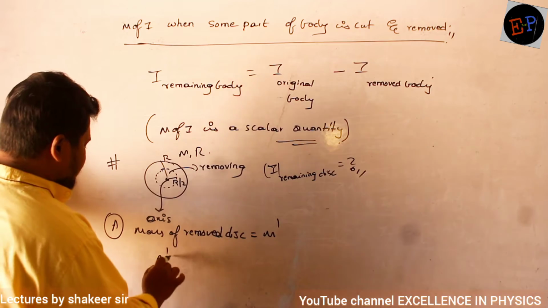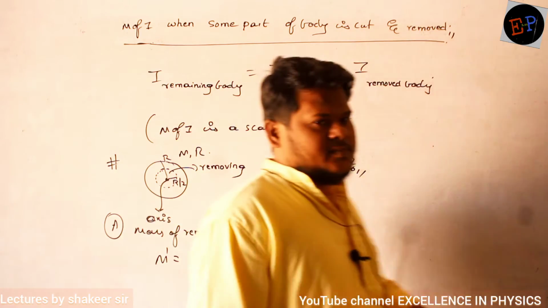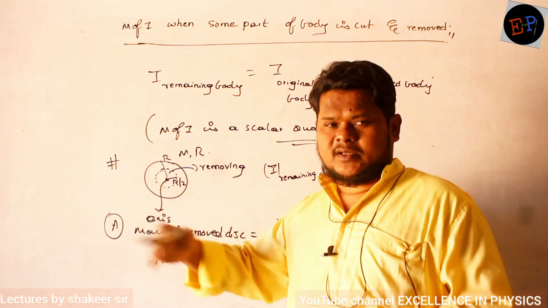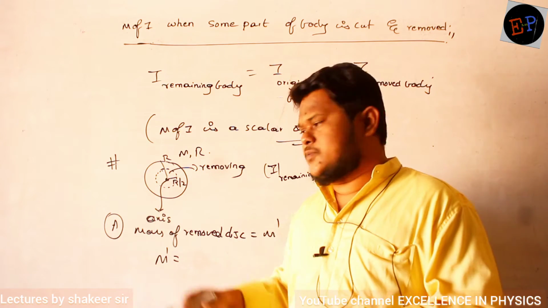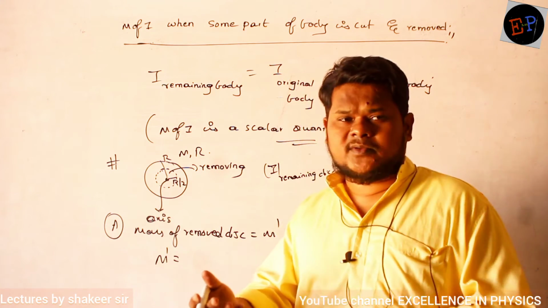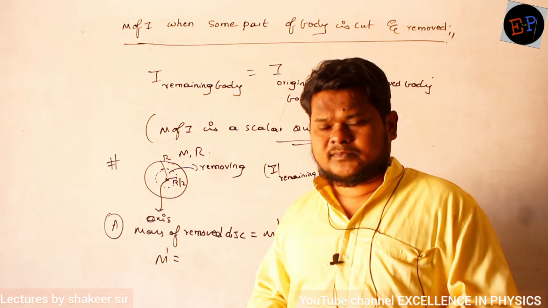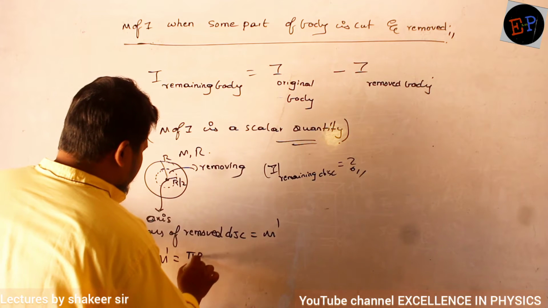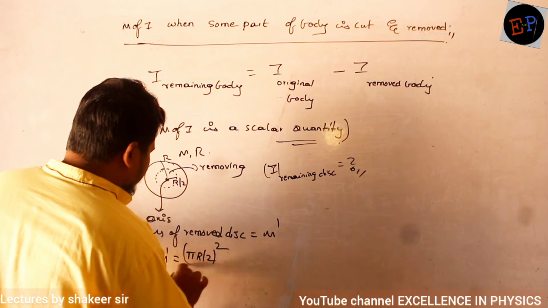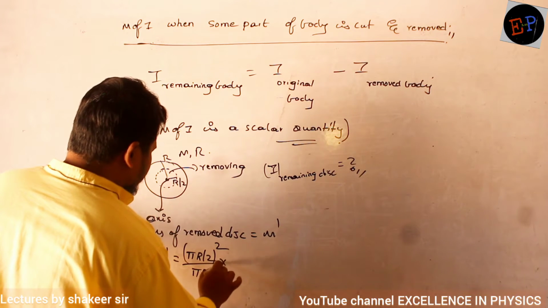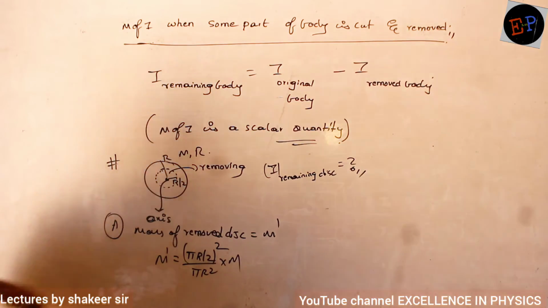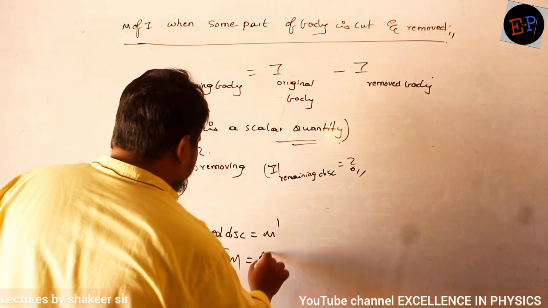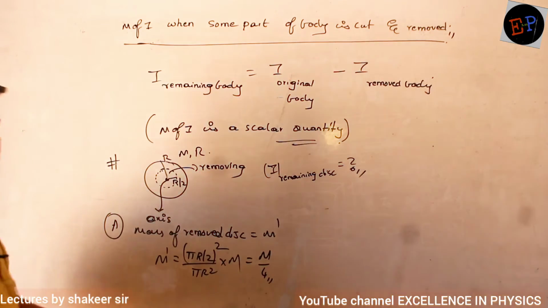Mass is distributed in area. A disc means what kind of body? It is a laminar body. For laminar bodies, how is mass distributed in their area? You take the ratio of areas. So pi (R by 2) whole squared divided by pi R squared, multiplied by capital M. This is the technique which we can use. So if you do this calculation, it is M by 4. That is the mass of the removed body.